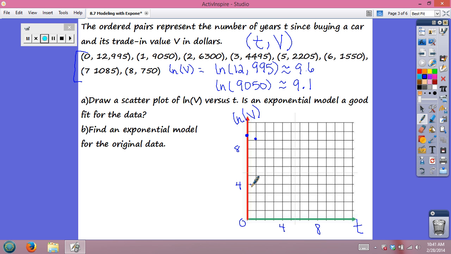And for the rest of them, we're going to have 2, and I think it was about 8.8. 3 is about 8.2 or 3. 4 is right on the dot there, 4 at 8. 5 was just under 8.